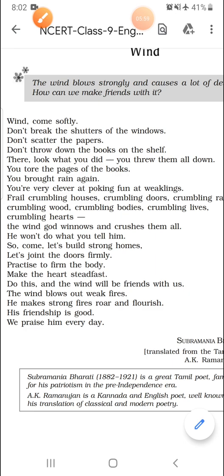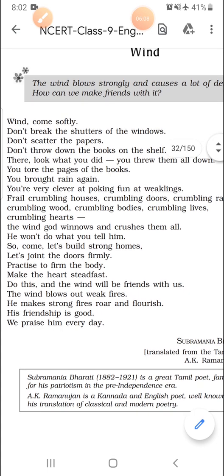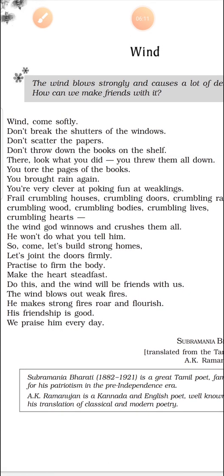In these lines, the poet is talking to the wind. Can you talk to wind? No. So it shows the poet is treating it as a human being. So it is personification. He asked the wind to come softly. So he is saying that the wind should not be very strong. It should be soft. Then he says that the wind is very powerful. It is destructive. It breaks the shutters of the windows and scatters the papers.